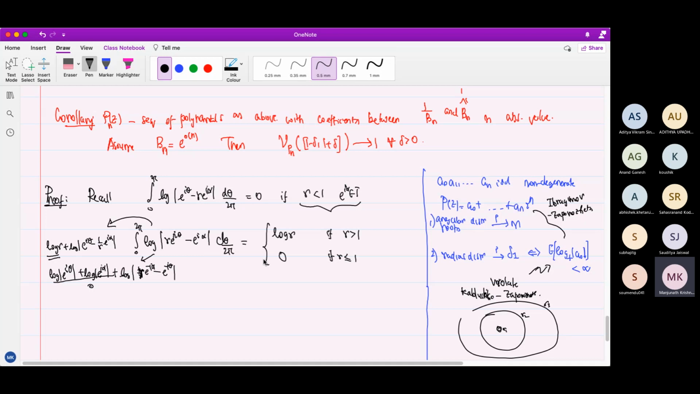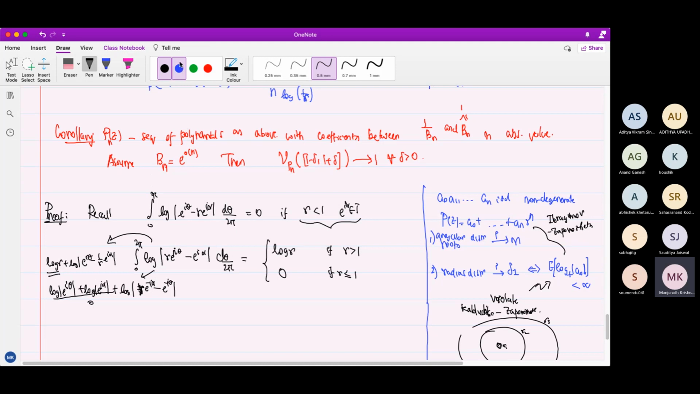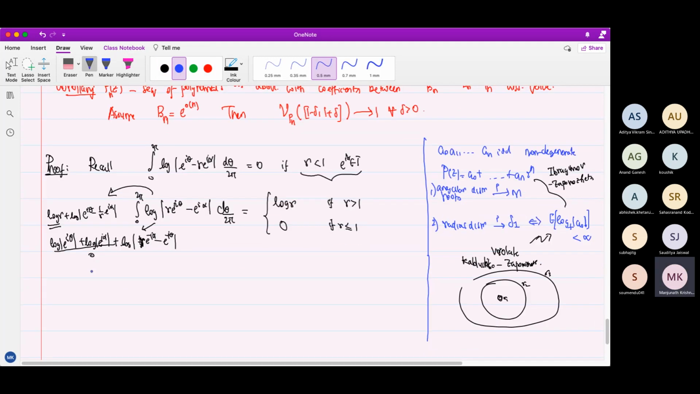So this is the key point. Any questions? This is the whole point actually. This is the key integral after which we will get the whole thing. Any questions on this? Okay. So if not, and if that is okay, then now we are in place.